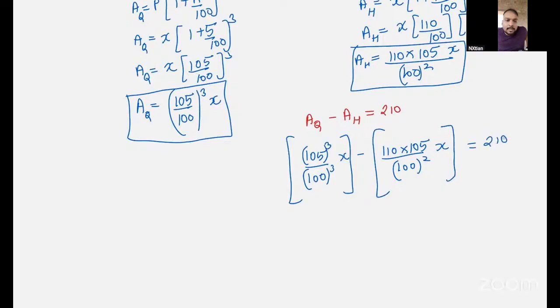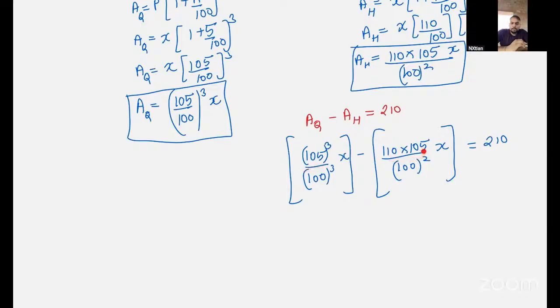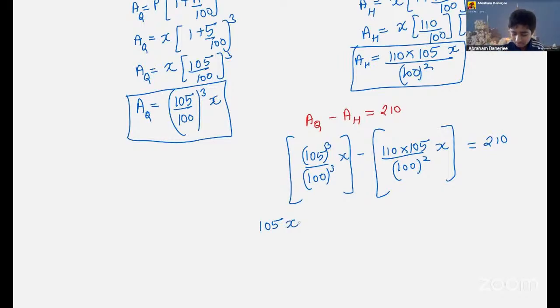Now who will tell me what common I can take out? Who will tell me? I'll go to Abraham. Abraham, can you see a common in this? 105 is common. Sorry, say it again, beta. 105. So 105 will come out, and can you take out this x also? And in the denominator, 100 square will come out.